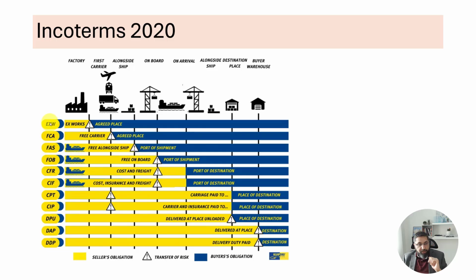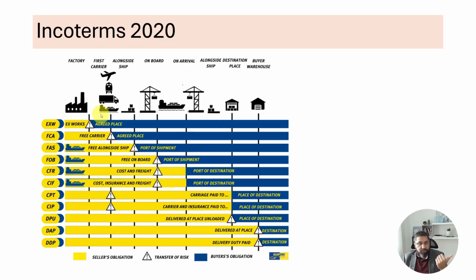The exact terminology is listed in the yellow bar. So EXW is ex works, FCA is free carrier, FAS is free alongside ship, FOB is free on board. See, this FOB also came in domestic shipments, but in domestic, you would say FOB origin, FOB destination. Here you don't say that. You say FOB and then you specify the port of shipment. So in a lot of these terms, you have to specify the place or port.